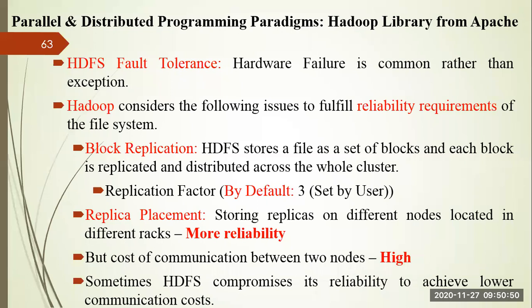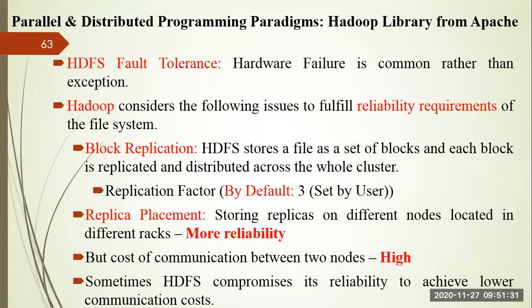And Hadoop considers the following issues to fulfill the reliability requirement of the file system. The first one is block replication, which you have seen, where we use the fork system call. HDFS stores a file as a set of blocks, and each block is replicated and distributed across the whole cluster. The reason is that if a particular hardware failure happens, you can retrieve the same thing from other nodes. Generally the replication factor is set as 3, but as per the user's wish, you can increase or decrease it whenever required.